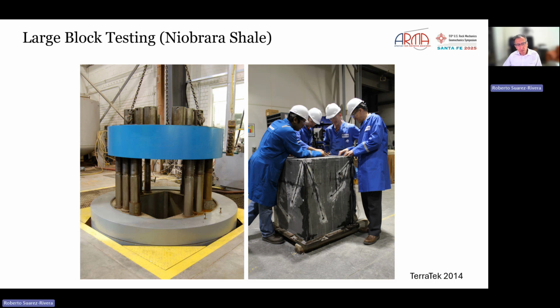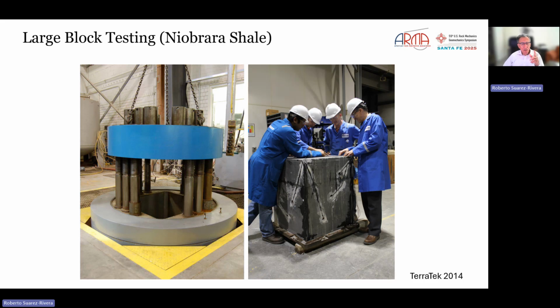Large block testing also requires having systems for loading those blocks. So this is a polyaxial cell that can independently load the blocks in 3 directions. This is using flat jacks and has a capacity of up to 5,000 psi. And this is an example of one of these blocks. This is again Manco's shell.